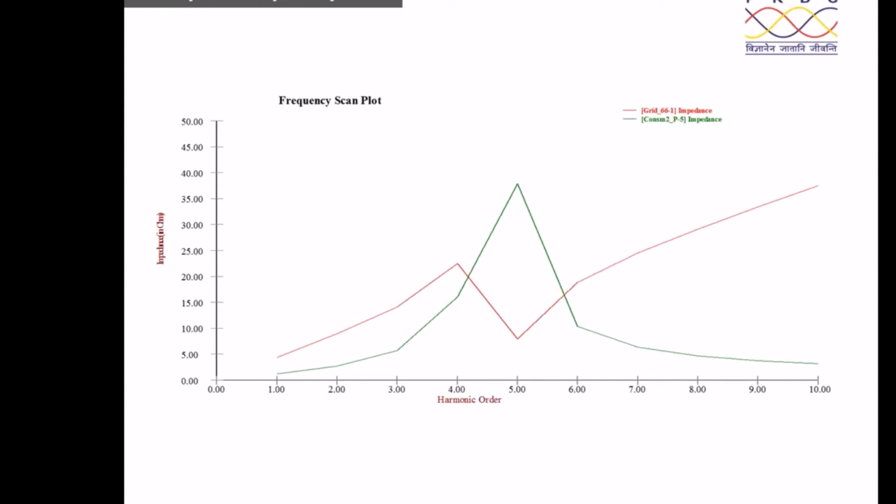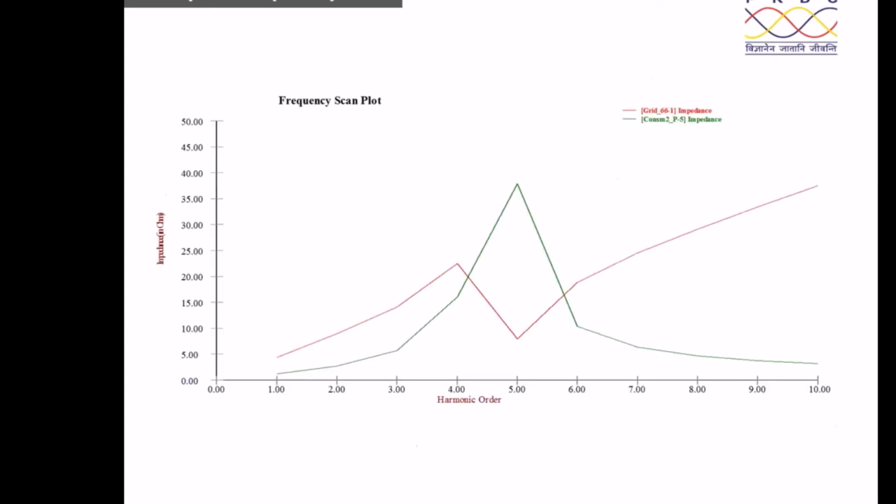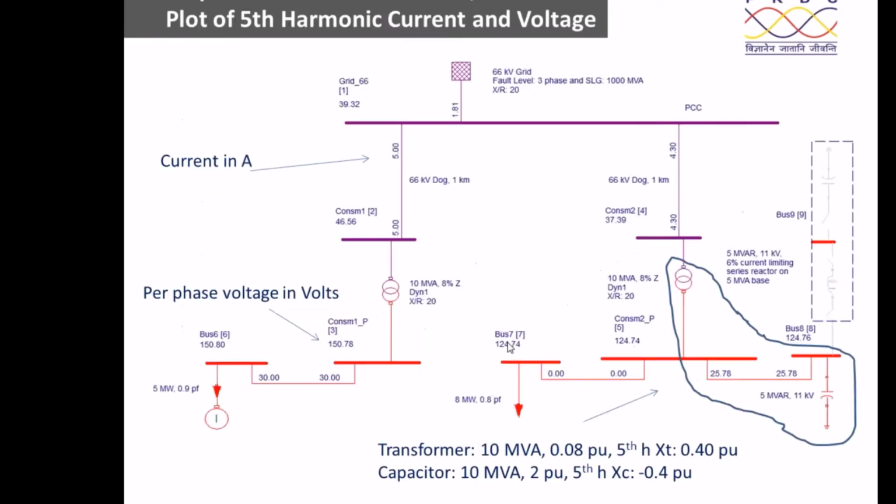At the 5th harmonic, there is a series resonance condition. You will be able to know that at the PCC, at the grid bus, there is a series resonance condition because the 5th harmonic impedance is minimum. So let us find out why that is happening.